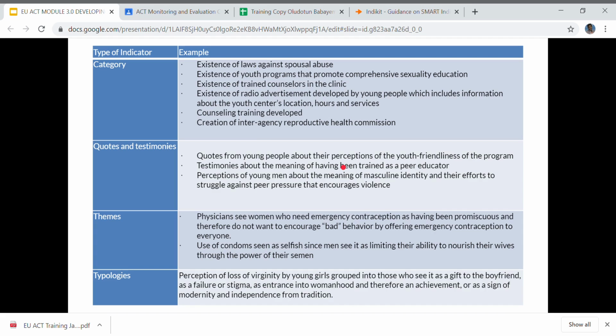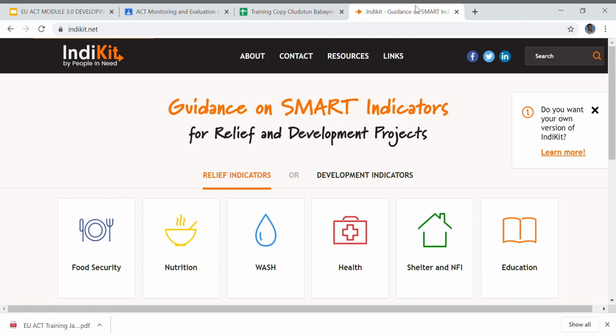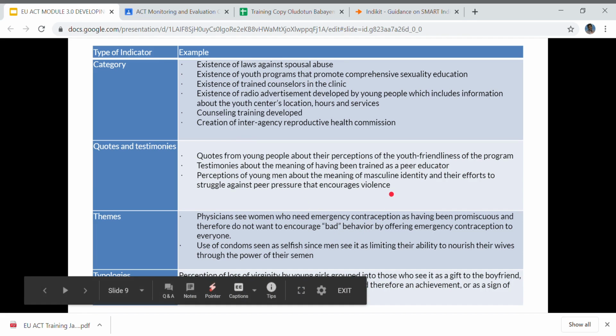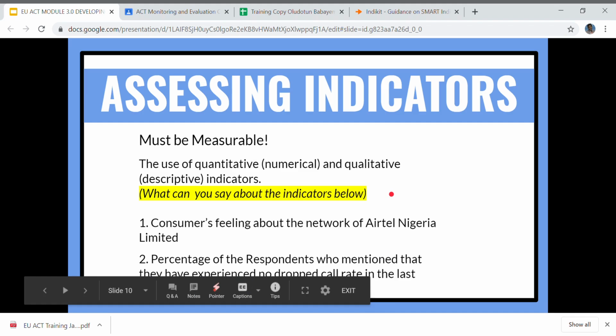Perceptions of young men over women in your group, perceptions of different groups within your program. Very, very important for you. Then think about perception of people, perception of some key things within your program. And you can think about case studies of different groups that have participated in your program. These are the types of indicators that we have, and you can make use of them. We've said it, if you look at indicate.net, it gives you a robust list of types of indicators that you can have.